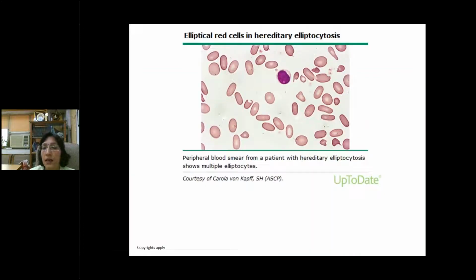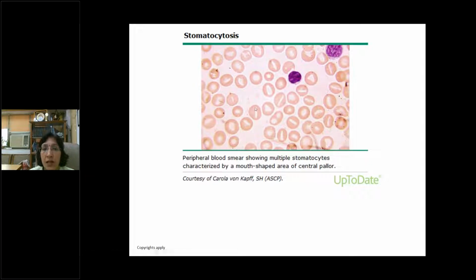This is hereditary elliptocytosis, in which the cells are elliptical in shape. These cannot traverse the capillaries easily, and it can lead to destruction in the spleen. This is the stomatocyte, with a mouth-like opening, instead of the central pallor it has a shape like this. For all of these, the spleen is the site of destruction of these types of abnormal RBCs. That's why it leads to splenomegaly.